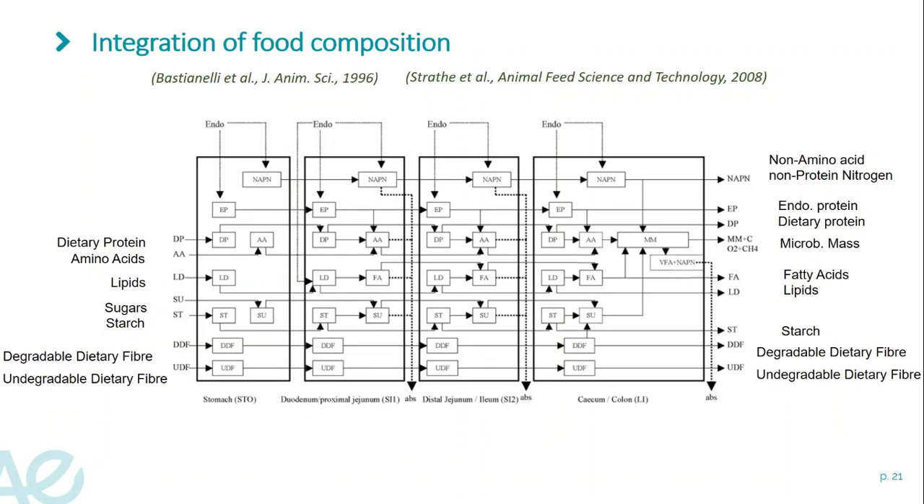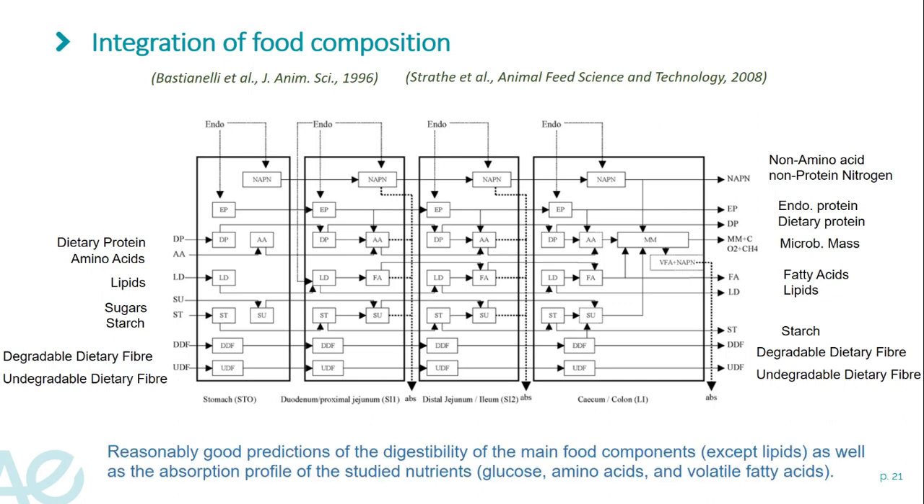This has been done in animal science by Bastianelli first, and then revised and improved by Sauvant. Here is a schematic view of the model developed by Sauvant, where you will see dietary protein, lipids, sugar, starch, etc., and the different GI tract compartments. So clearly we can try to simulate the main products in the GI tract.